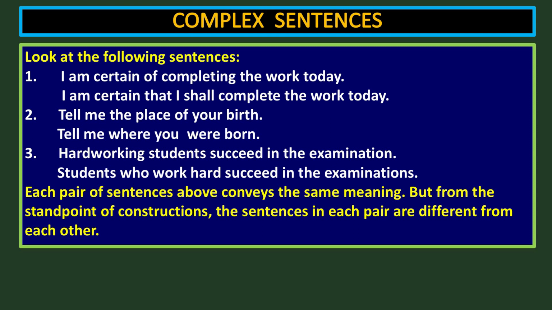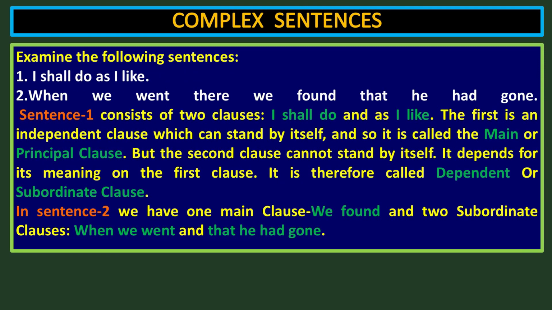So, in these cases the second sentences of each example are complex sentences and they have two clauses. The first clause is the main clause, the principal clause, the second clause is the subordinate clause, right. So, you look at this, I shall do as I like, one example. Second example, when we went there we found that he had gone. So, sentence 1 consists of two clauses, I shall do and as I like.